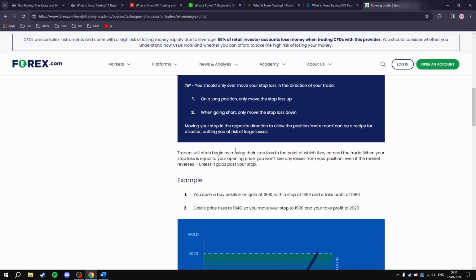Traders will often begin by moving their stop loss to the point at which they entered the trade. When your stop loss is equal to your opening price, you won't see any losses from the position, even if the market reverses, unless it gaps past your stop.